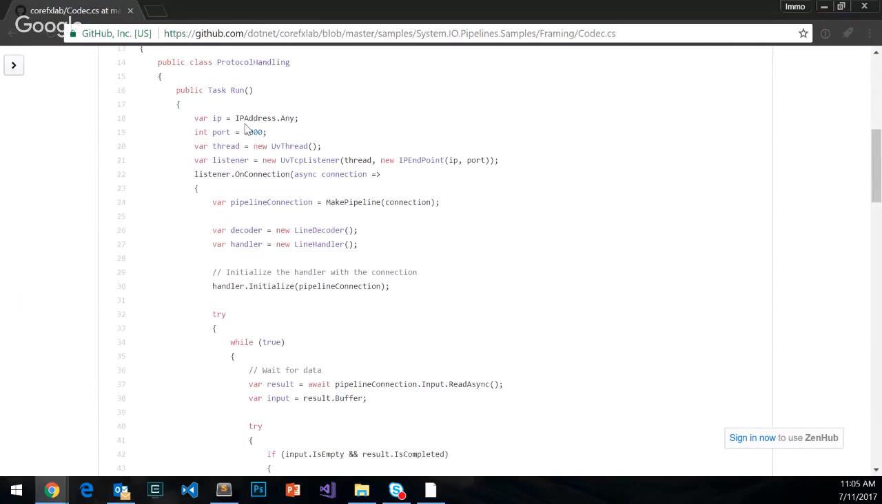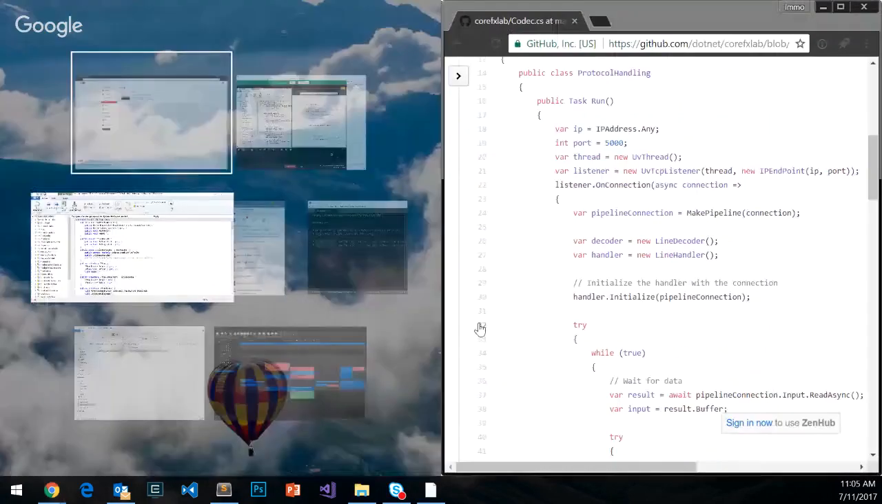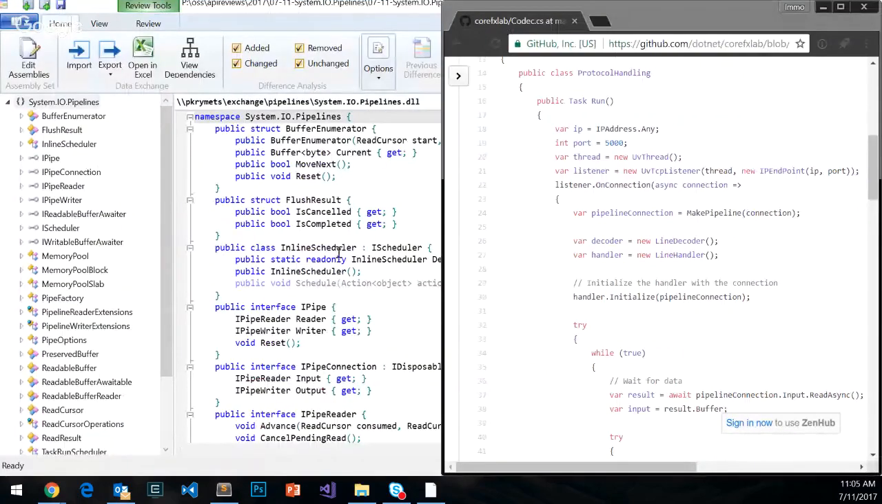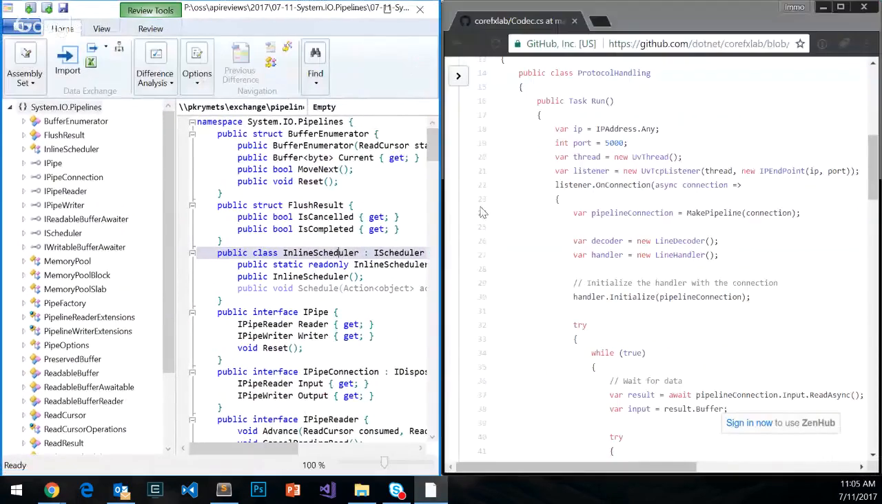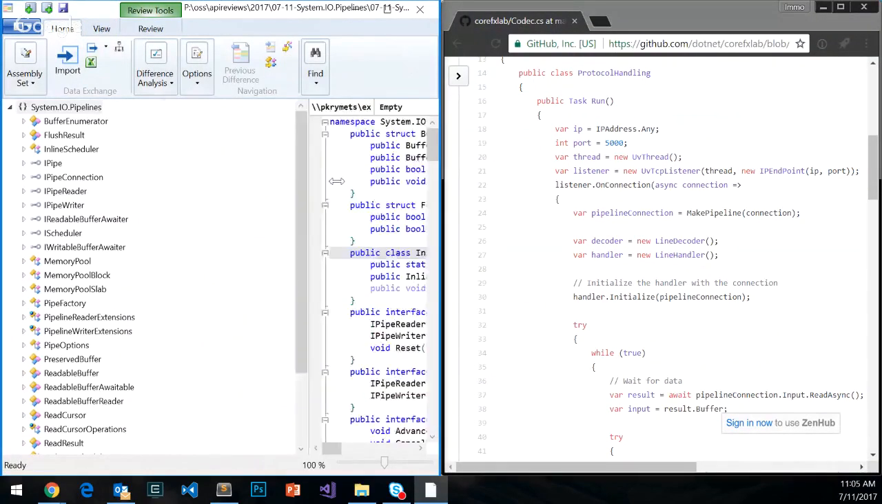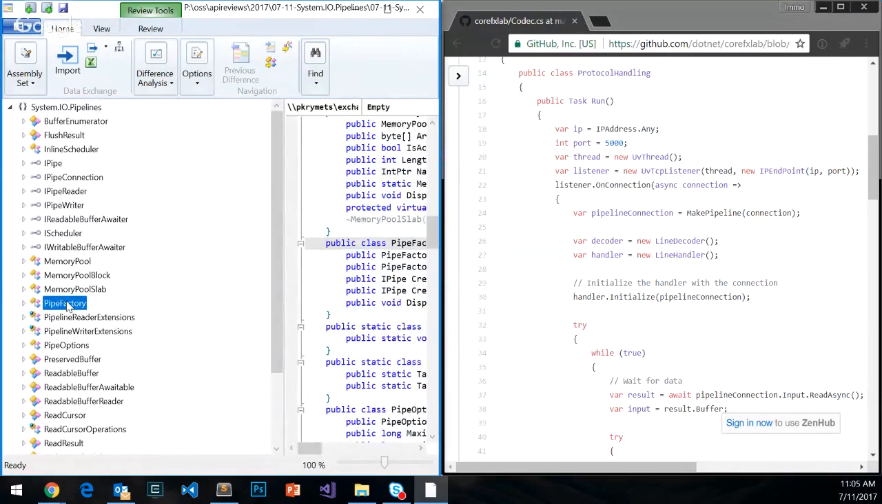Okay, so maybe put the API side by side with the sample so we can look at the types and the sample in real time. So the first thing you start with is the IPipeFactory, or I guess the pipe factory. That thing lets you create a pipe. The names are kind of bad because pipe is not like a named pipe, right? It's just, should we give a super high level overview? Yeah, I guess we should.